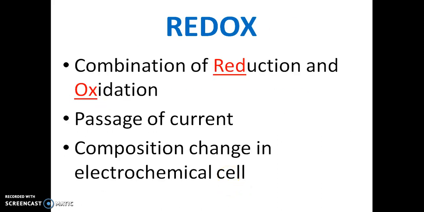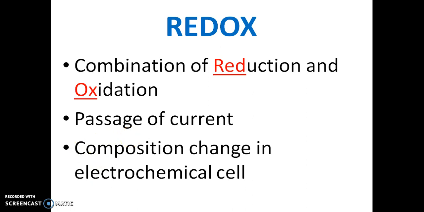Then redox, what do you mean by redox? It is a combination of reduction and oxidation. Upon both reduction and oxidation, there is a passage of current across the two electrodes. Due to the redox process, there is a change in the composition in the electrochemical cell.